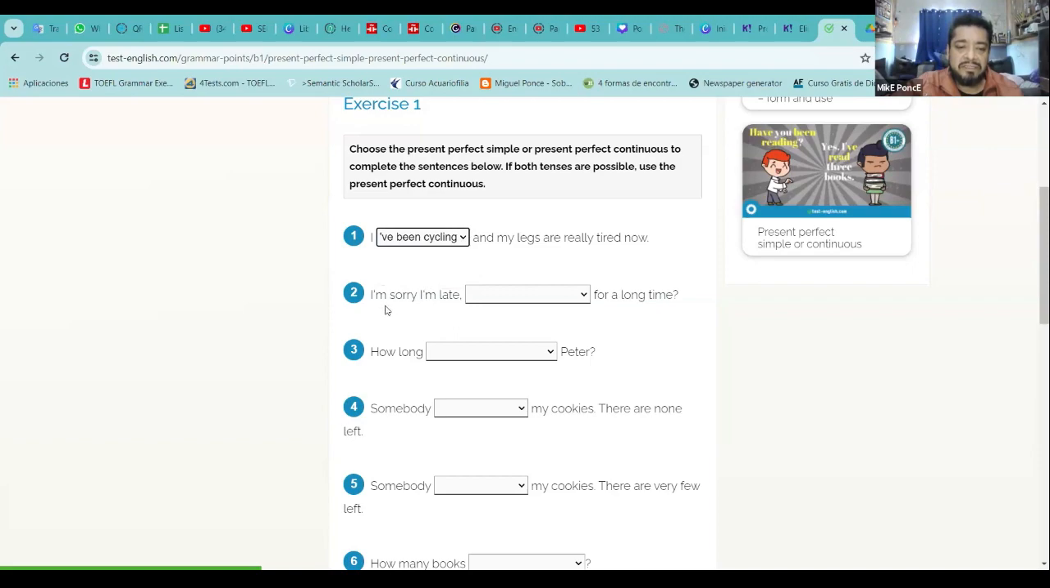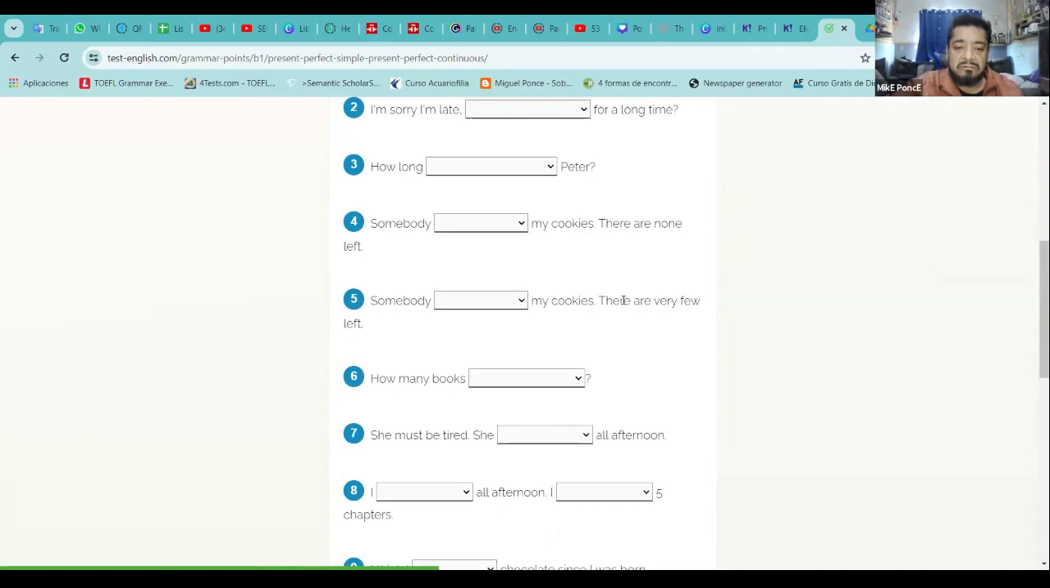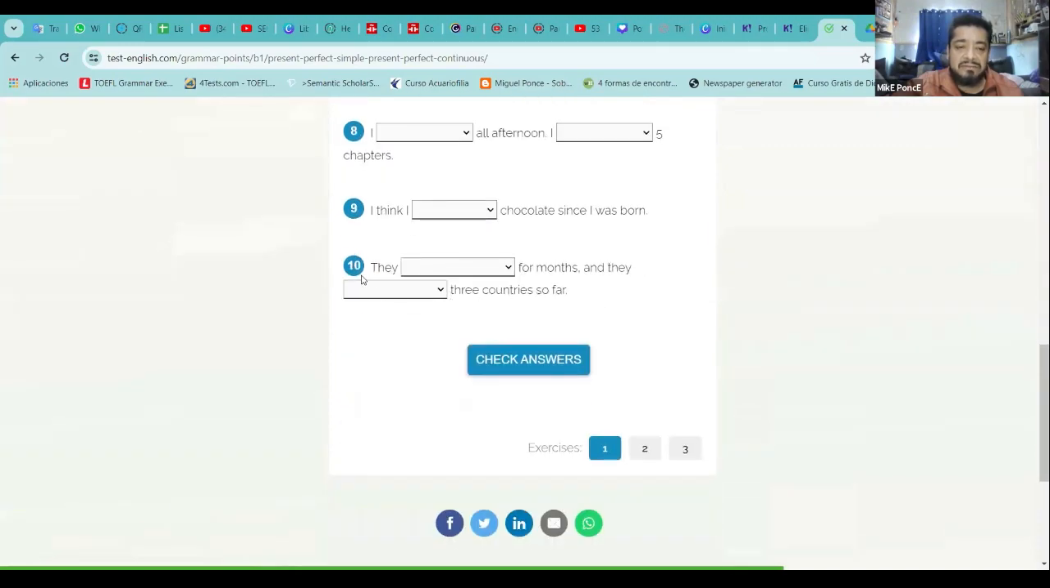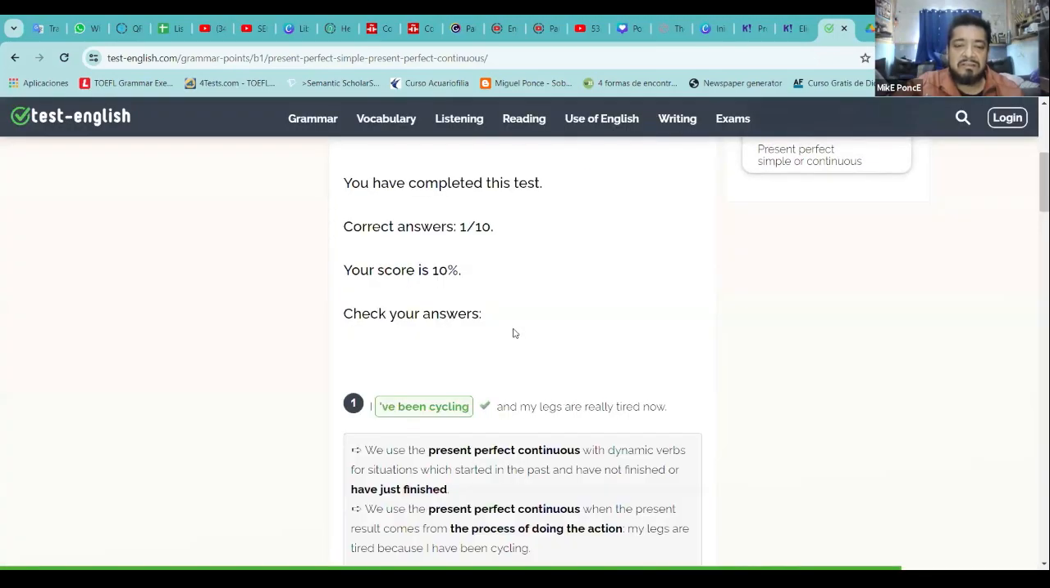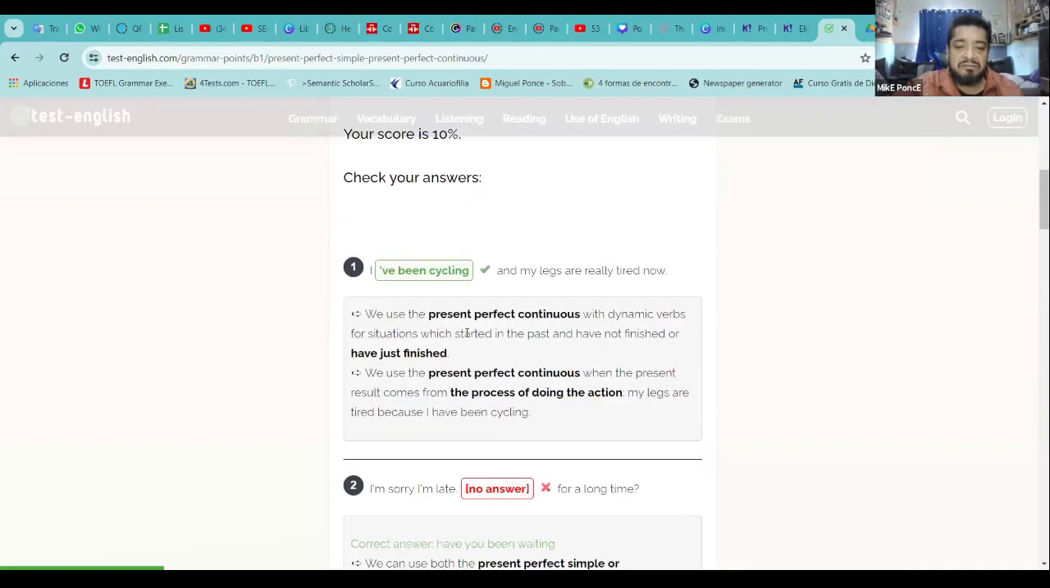Then continue with the other. I'm sorry, I'm late for a long time. So at the end of the exercise, when you finish the 10 questions, you can click on check answers. Once you've done this, it's going to give you your results. You've completed this test. Correct answers 1 out of 10. Your score is 10%. Check your answers.